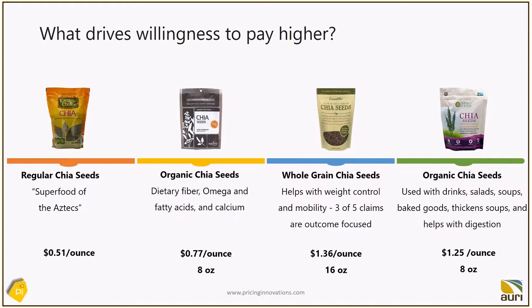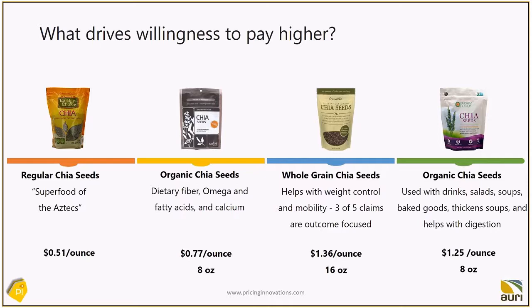In this first product example, the first brand, we have the regular chia seeds, and the only messaging on the front of the packaging is "superfood of the Aztecs." I don't know about your Aztec history knowledge, but I actually don't quite know what benefits and outcomes I would receive if I eat the superfood of the Aztecs. In the second example, there are numerous claims and numerous pieces of information. Basically, the gist of it is that organic chia seeds are a source of dietary fiber, omega fatty acids and calcium. This brand is assuming that I know the benefits of those ingredients. It's not necessarily taking me to the next level of understanding and knowing the benefits. It's just talking about the ingredients.